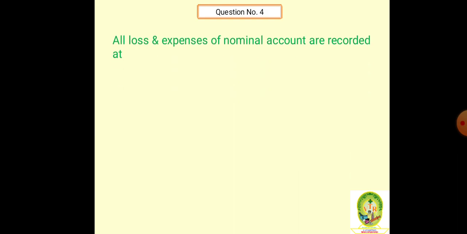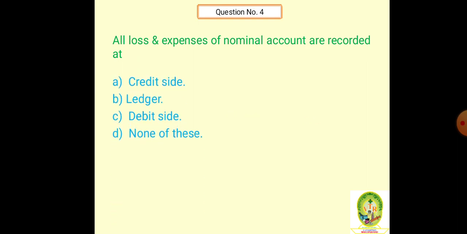All losses and expenses of nominal account are recorded at? Options are A. Credit side, B. Ledger, C. Debit side, D. None of these. Right answer is C.